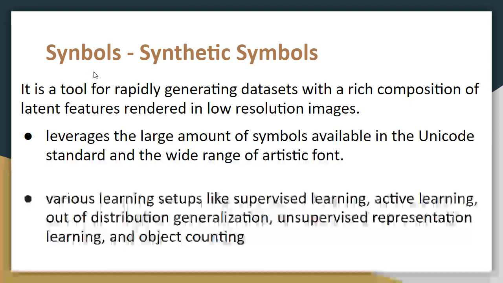In Symbol, a latent feature is used, meaning an unobservable object in a low resolution image. It leveraged the large number of symbols available in the Unicode standard and a wide range of artistic fonts, and various learning setups like supervised learning, active learning, out-of-distribution generalization, unsupervised representation learning, and object count are used in the symbol.